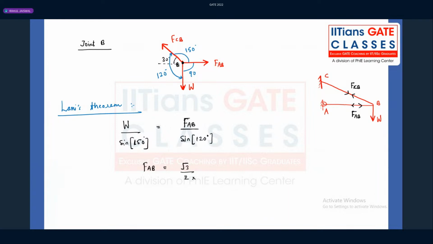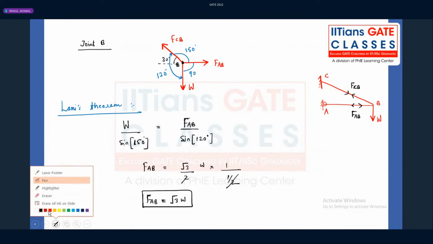And what about sine 150, guys? It is 1 upon 2. So this and this will cancel out. So what about force AB? Force AB will be root 3 times W, guys. Please make a note of it.